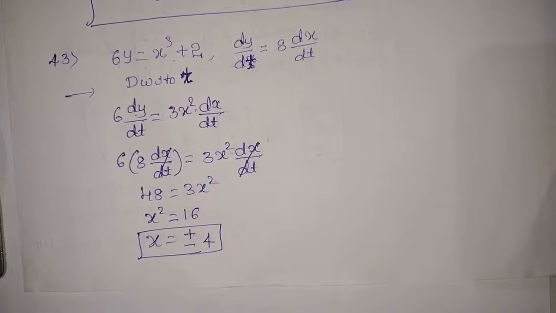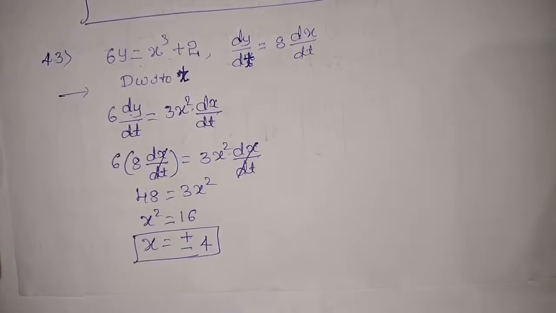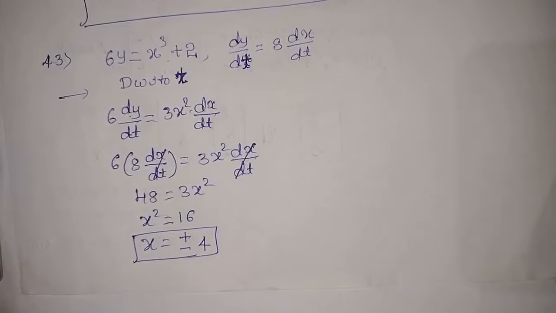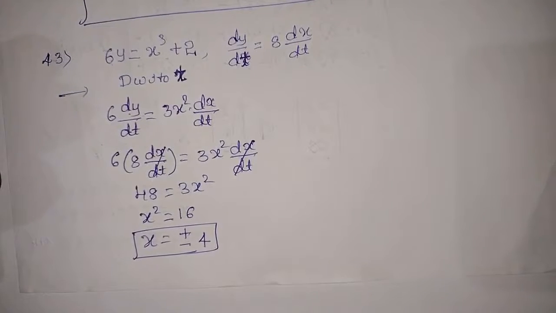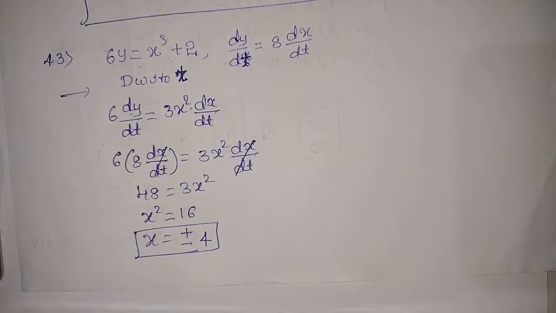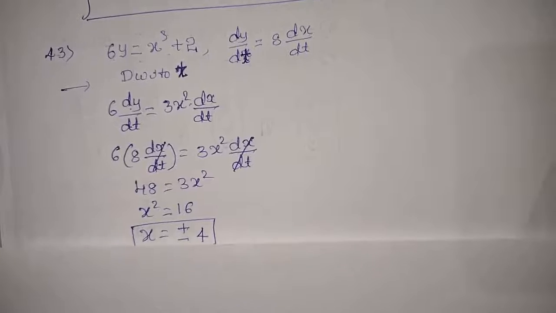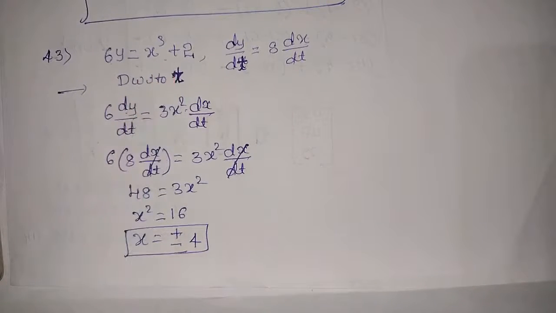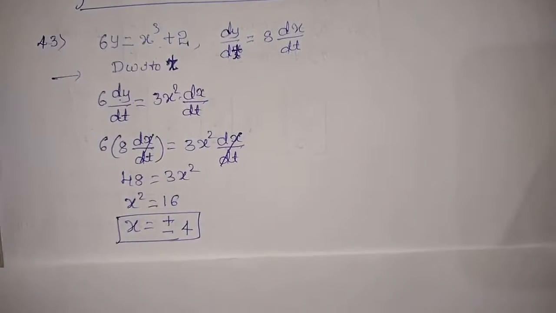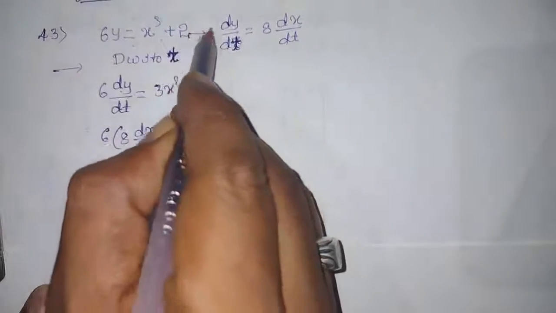If x is equal to plus or minus 4, then what is the value of y? How do we get the value of y? By substituting the x value into the given curve. Clear students? See, the given curve is 6y is equal to x cube plus 2. Is it right? Taking that equation, call it equation number 1.